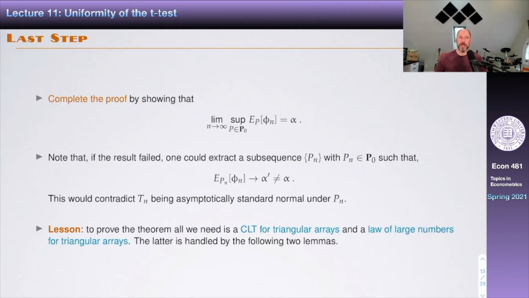That's unfair because we're not actually proving the CLT for triangular arrays. Okay, but you've done that with Joel. Did Joel do that in 480-2? You did, right? So okay, yeah.